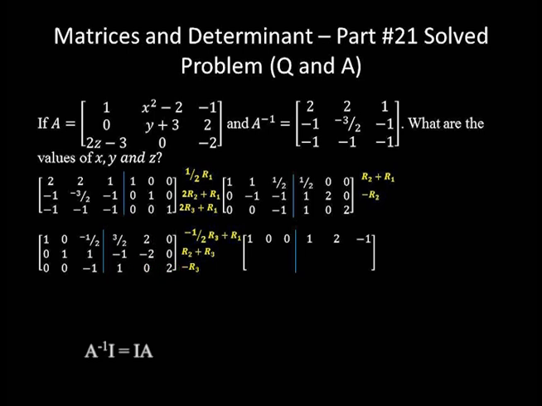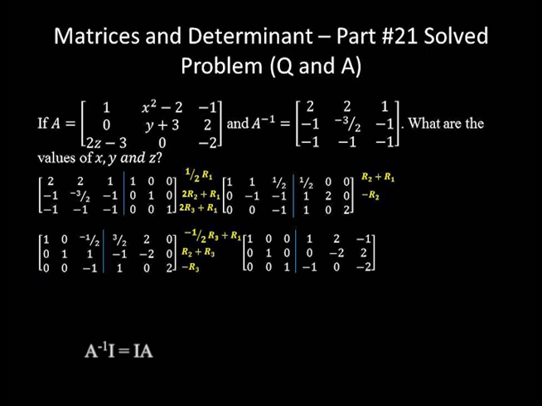The sum of row 2 and row 3 elements gives us 0 plus 0 equal to 0. 0 plus 1 is 1. 1 plus negative 1 gives us 0. Negative 1 plus 1 again 0. Negative 2 plus 0 is negative 2. 0 plus 2 equal to 2. Multiplying row 3 elements by negative gives us 0, 0, 1, negative 1, 0, and negative 2.